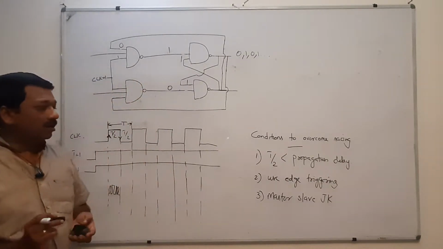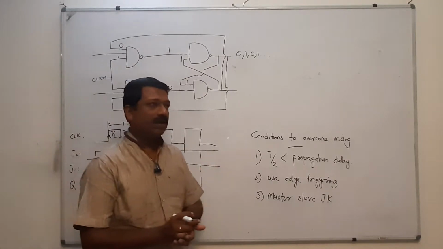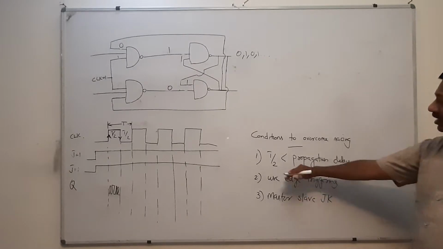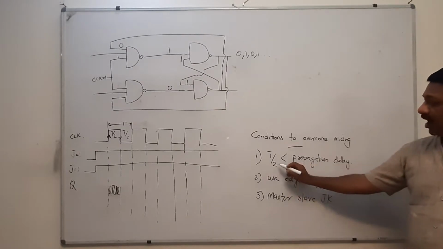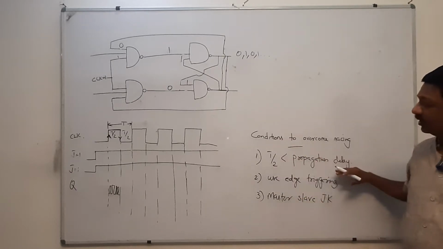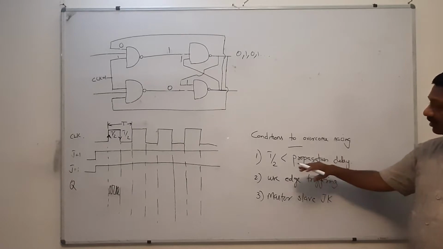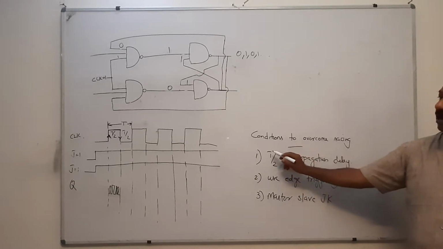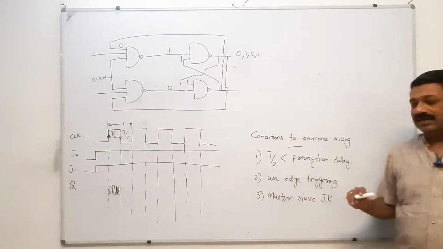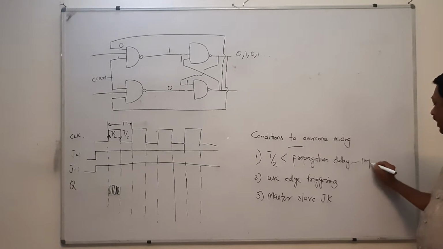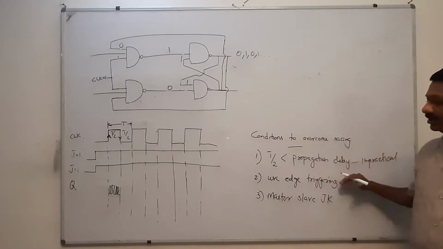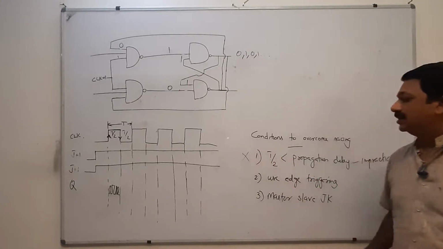There are three methods. The first method is that half of the period of the clock cycle should be less than the propagation delay. That is impractical, so we are not using this method and we are not discussing it now.